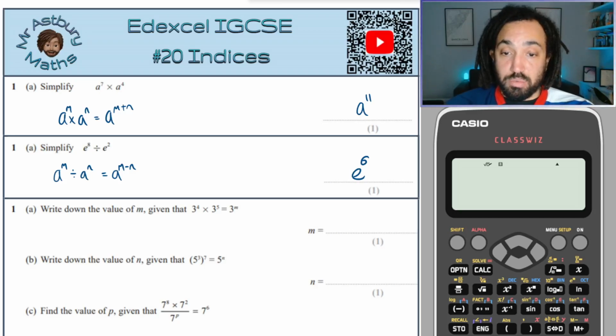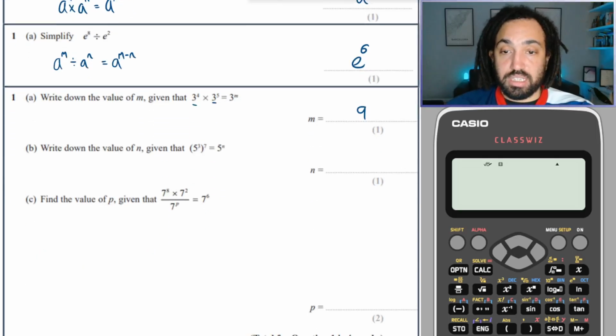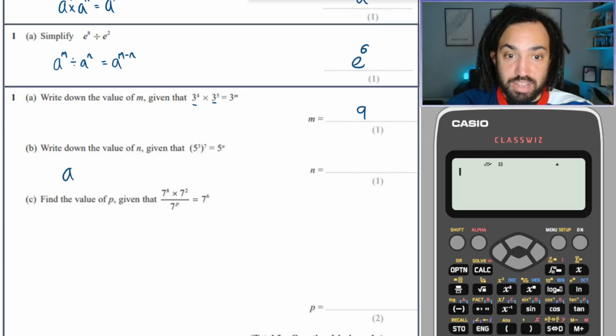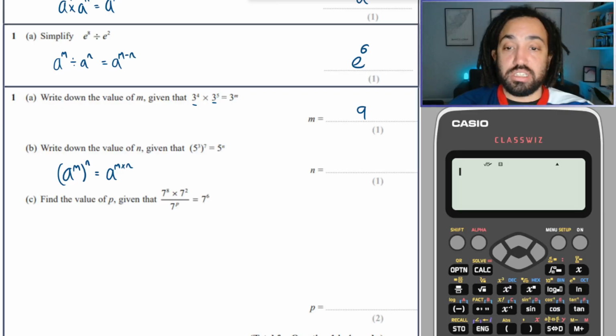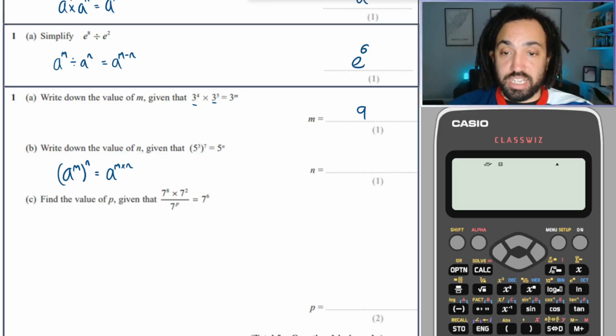Okay, so in this one we are multiplying 3's, so we add the two powers. 4 plus 5 is 9, so m is 9. Now the other rule is that if you have a to the power m, and then that's bracketed and then raised to the power n, then we multiply those two powers. So in this case, 3 times 7 is 21, so n is 21.